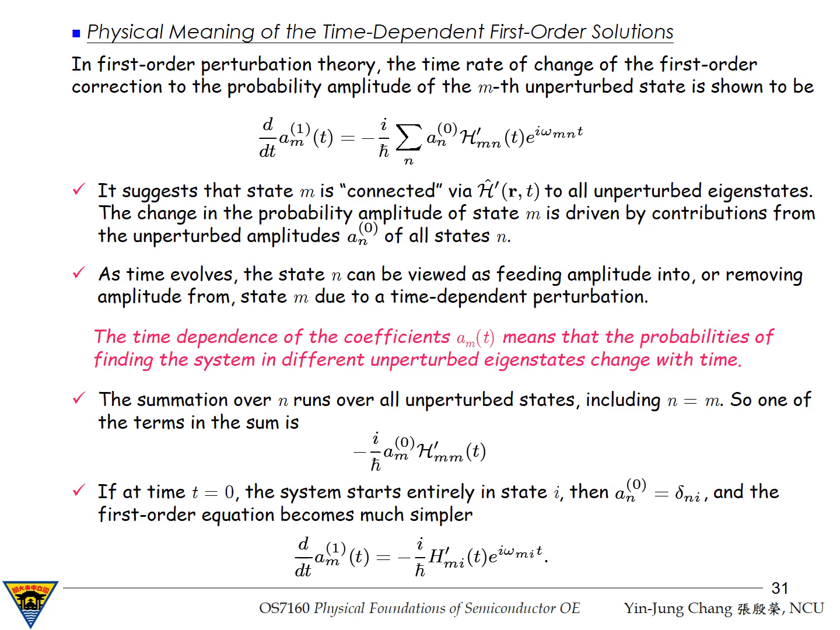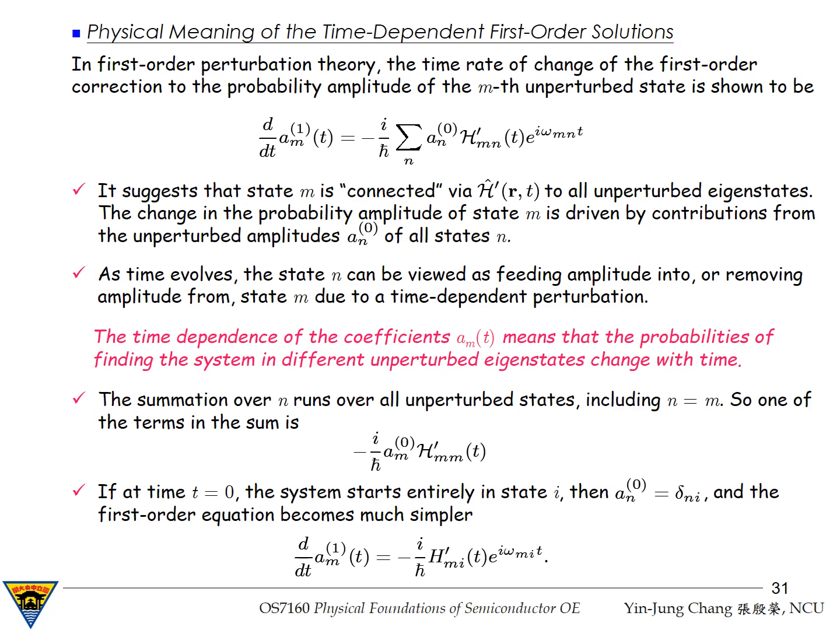Please also note that the summation over n runs over all unperturbed states, including n equals m. So one of the terms in the sum is given by this expression. Therefore, the nth state can contribute to the time variation of its own first-order correction through the diagonal matrix element of the perturbation, which is H sub mm prime of t. So this equation tells us how a weak time-dependent perturbation begins to transfer amplitude among the unperturbed eigenstates.